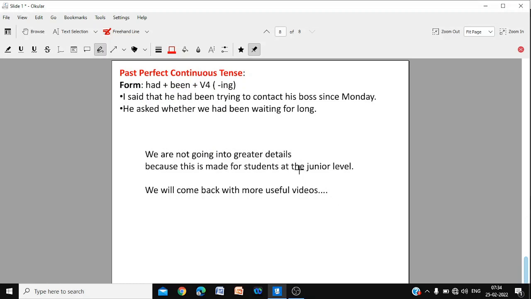Past perfect continuous tense: had, then been, and V4 or ing form of the verb, the progressive form of the verb. I said that he had been trying to contact his boss since Monday. He asked whether we had been waiting for long.